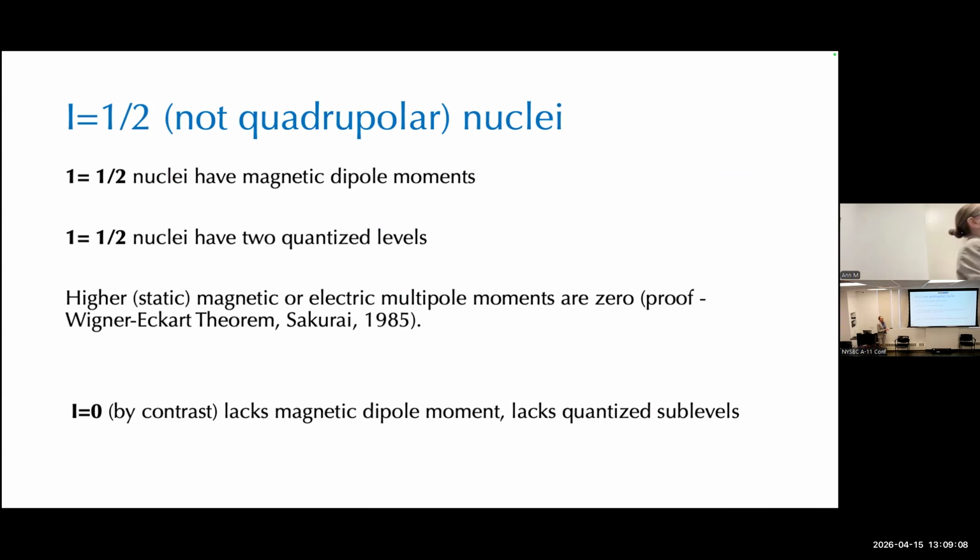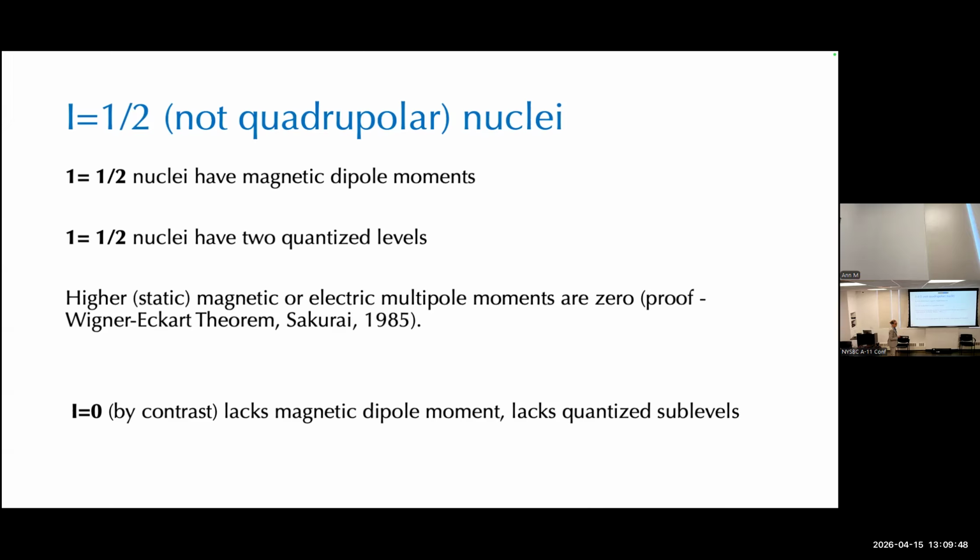I equals 1/2 is never a quadrupole. Today we're learning about quadrupoles, and tomorrow, I equals 1/2 nuclei do have a magnetic dipole moment. I equals 1/2, all of them have just 2 levels. It's a quantized 2-level system, and you can have the quantum mechanics. But it can be proven, it's not just an observation, using angular momentum theory that the higher electric or magnetic multipole moments are 0. All they have is the magnetic dipole, up to very high order.